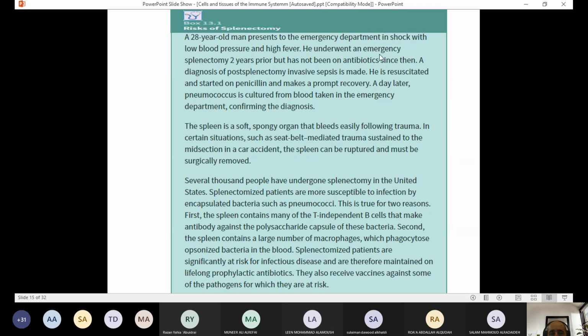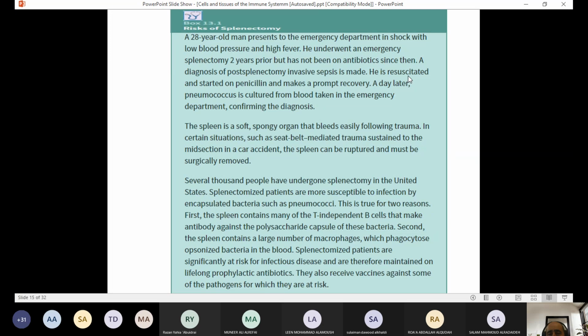He underwent an emergency splenectomy 2 years prior, but has not been on antibiotics since. He did not take any antibiotics at all then. A diagnosis of post-splenectomy invasive sepsis, starting with infection, sepsis, is made.